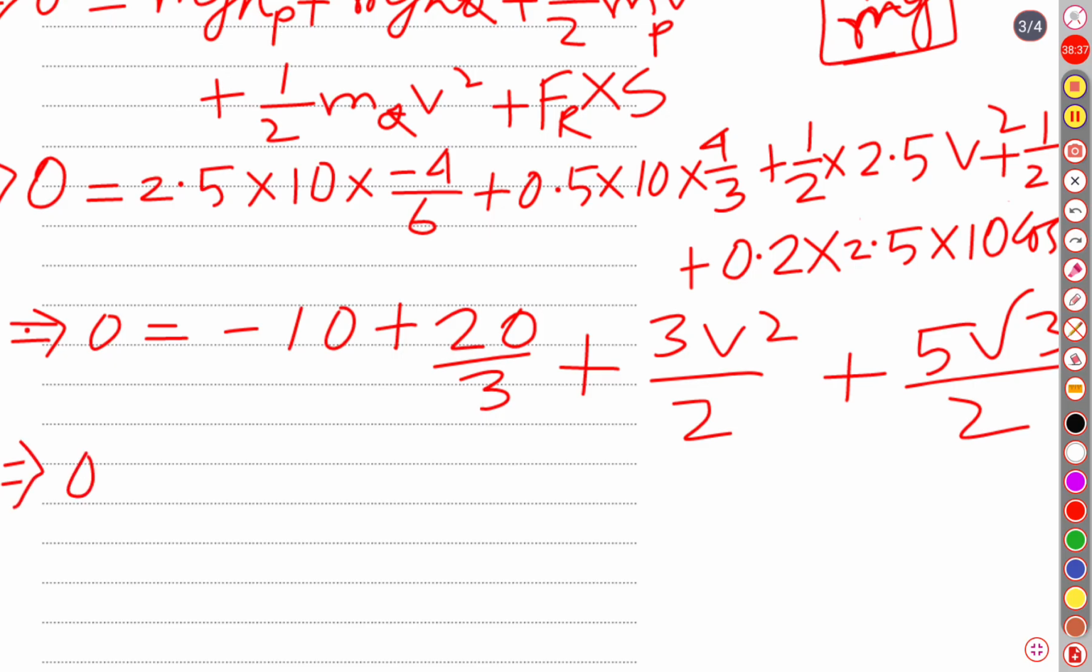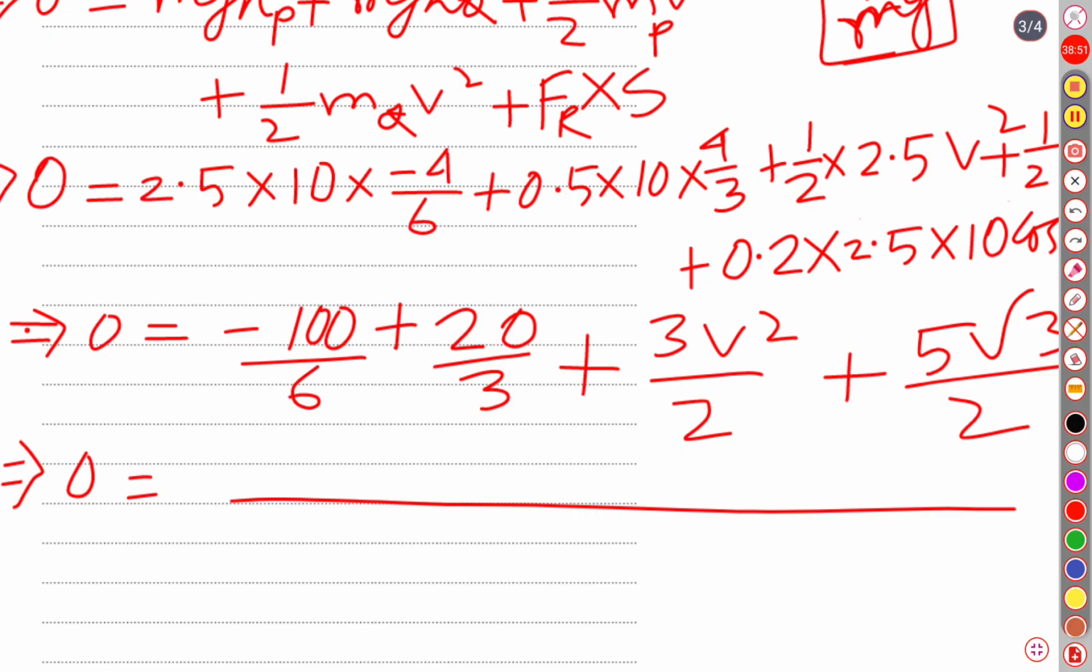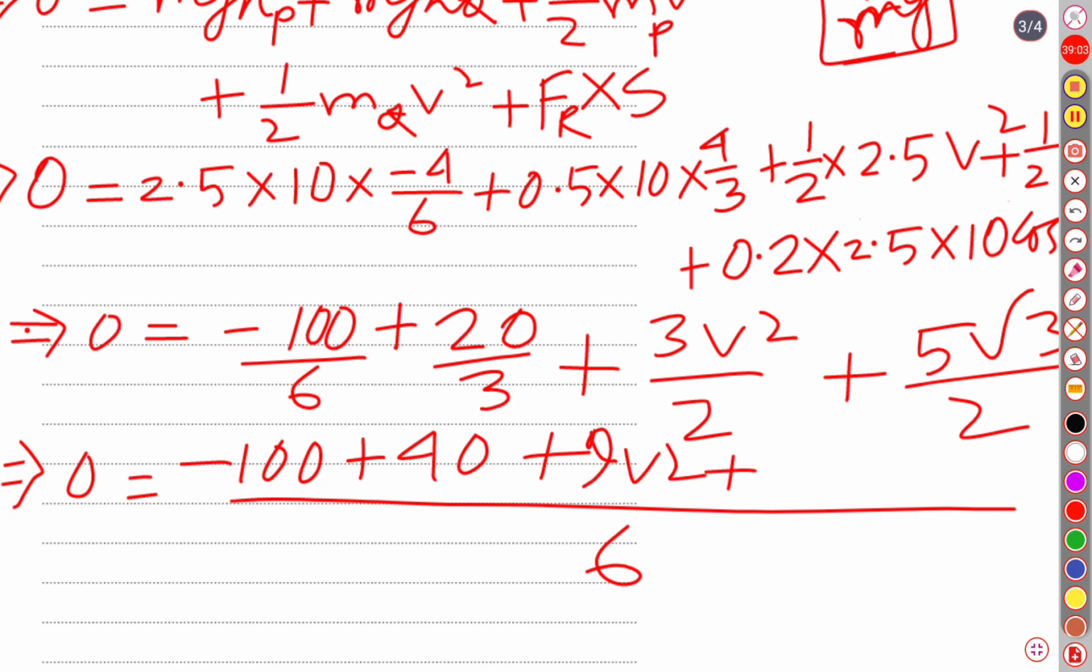0 is equal to, this one should not be negative 10, it will be actually negative 100 over 6. So if we simplify, it is 6, negative 100 plus 40 plus 9v square plus 15 root 3. If we do cross multiplication, it is going to be negative 100 plus 40, so negative 60.